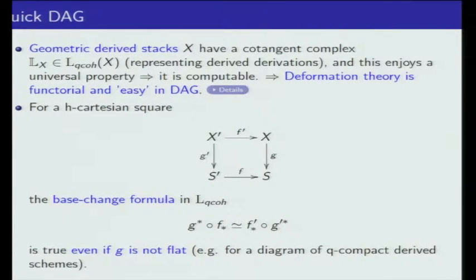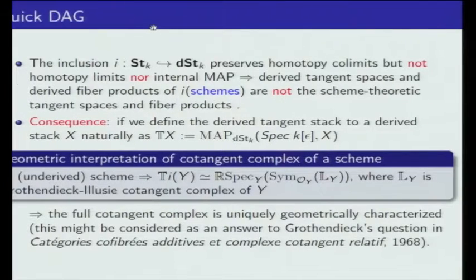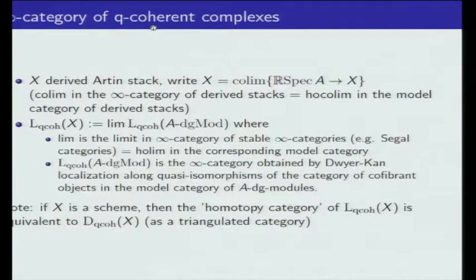So something I already said is that geometric derived stacks always have the cotangent complex, and the fact that we work in derived algebraic geometry makes this. This is essentially this theorem here, the geometric interpretation of a cotangent complex. This is true for any Y, not necessarily a derived scheme.